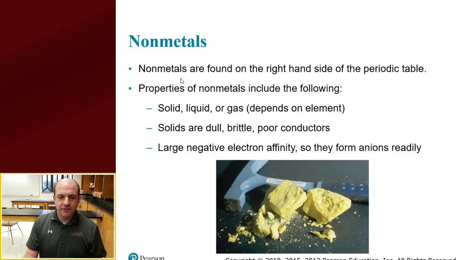All right, nonmetals, on the other hand, are on the right-hand side. They can be solids, liquids, or gases, depending on the element. If they are a solid, they tend to be kind of dull, not very shiny, brittle, easy to break. They don't conduct well at all. And they tend to have larger negative electron affinities, so it's easier for them to gain electrons to form an anion. And so that's why we get anions for nonmetals.